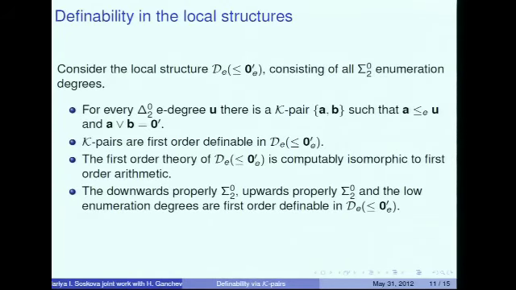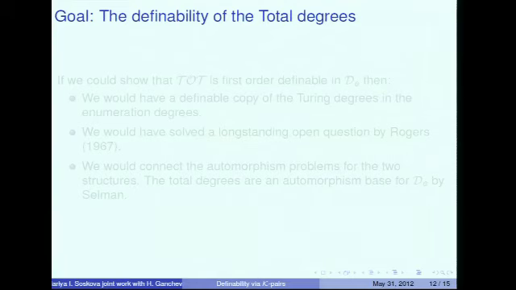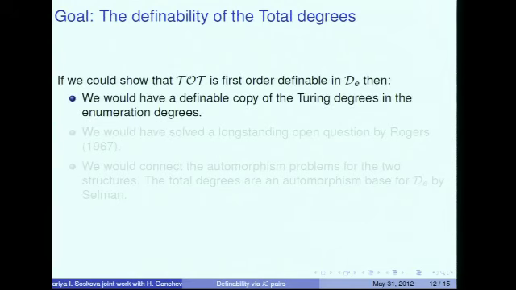And now I'll move on to the problem that we hope to still find a solution to using the notion of a k-pair. So the goal is quite ambitious. It's the definability of the total degrees. And before I tell you what we know about that so far, let me try to motivate this problem. Well, first of all, if we could show that the total degrees are first order definable in the structure of the enumeration degrees, then we would have a definable copy of the Turing degrees in the enumeration degrees.